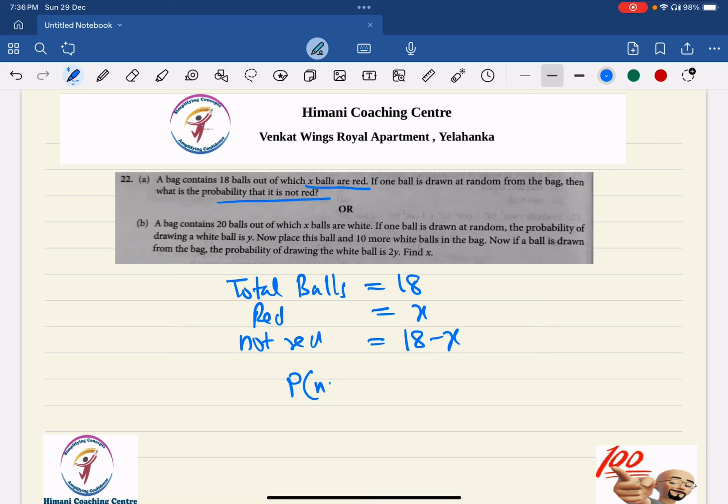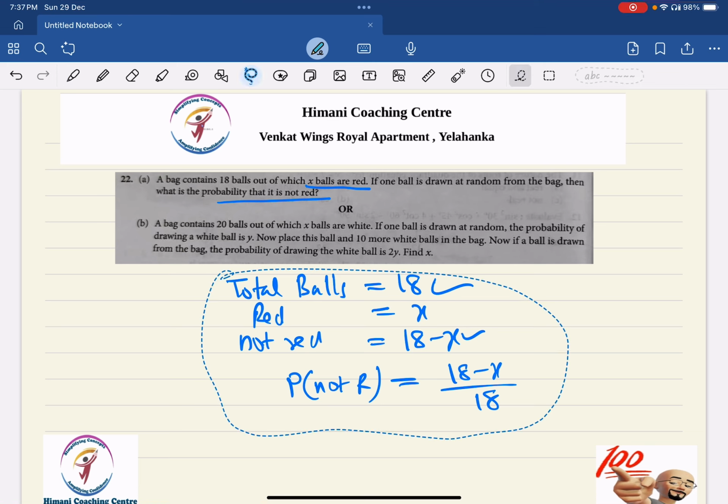So what is the probability that the ball taken out is not red? So favorable outcomes, which is 18 minus x, by total outcomes, which is 18. And that's your answer. We have to just leave it in this form. So 18 minus x by 18 is the answer. It's a two marker question and this working is fine.